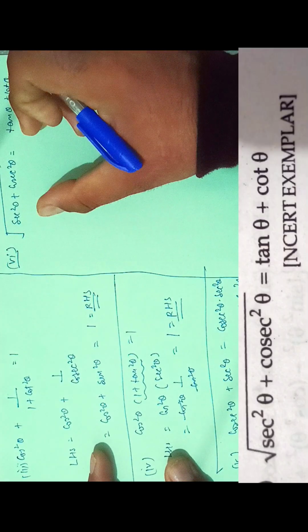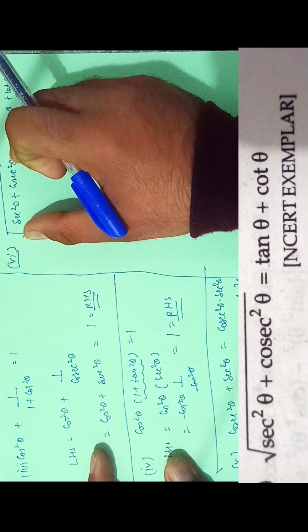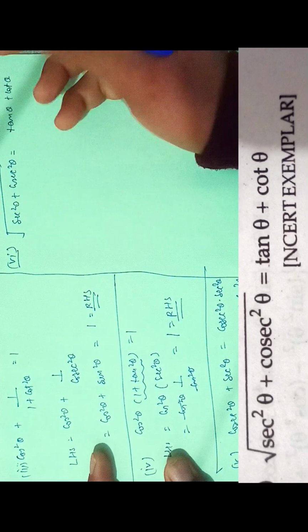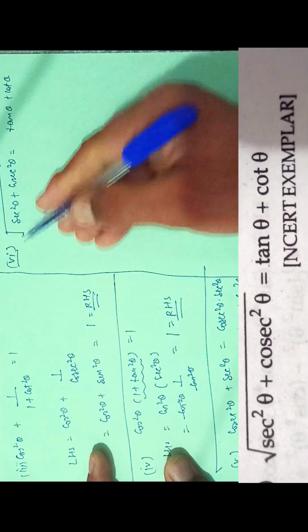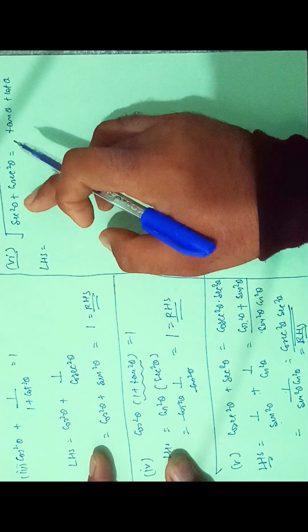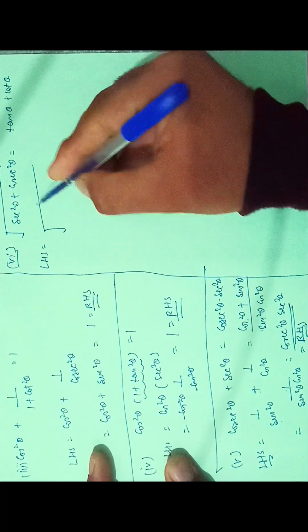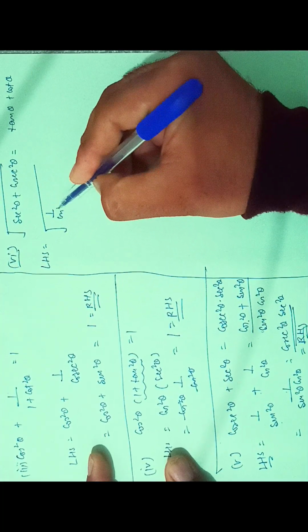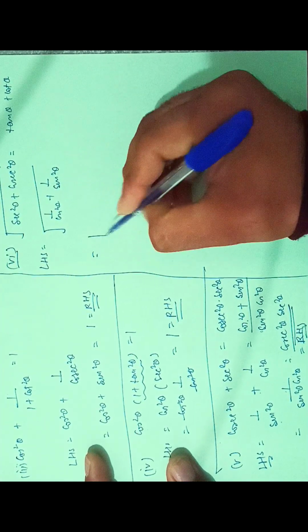Now simply you can see here there is an under root, so it will be omitted by some method, and we'll get a quantity without under root. First of all, just follow simple steps. First you will convert sec square and cosec square into sin and cos. So simply I'll write 1 upon cos square theta, and instead of cosec square, 1 upon sin square theta. Now solve this.